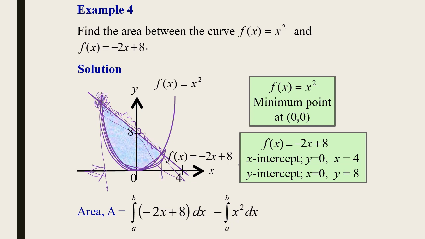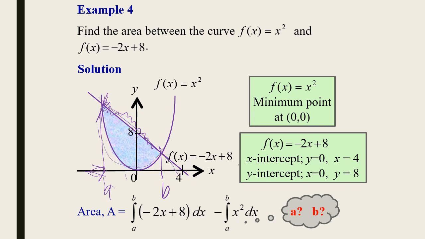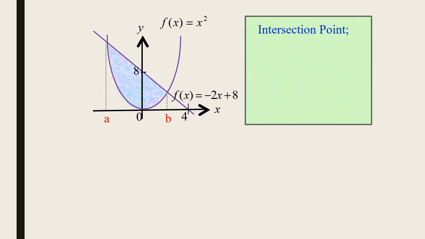So how do we find the values a and b here? These values come from the intersection points between the functions x squared and negative 2x plus 8. So how do we find the intersection between 2 lines, 2 functions? We use the simultaneous equation.